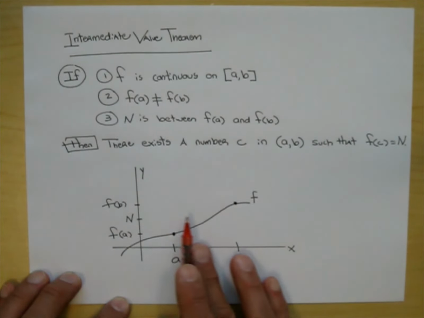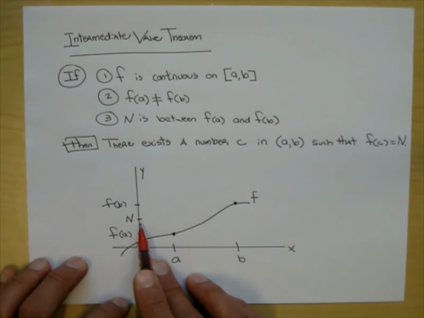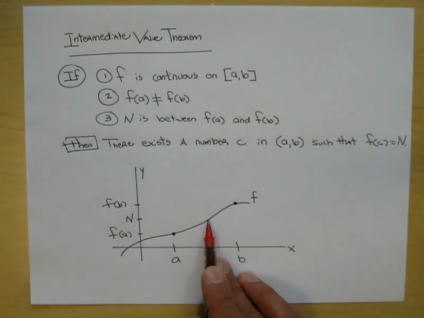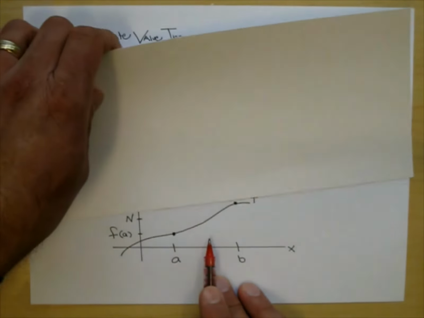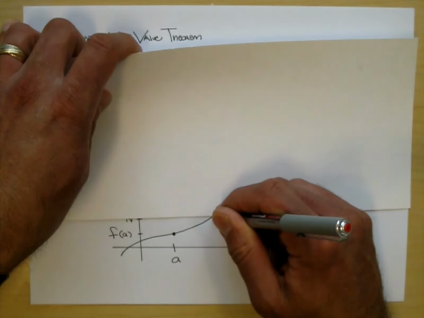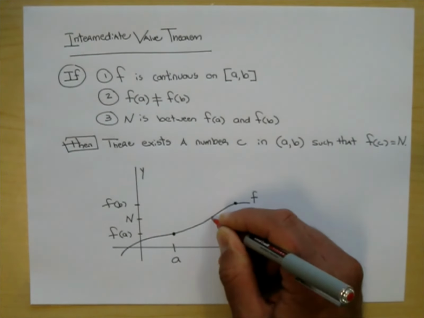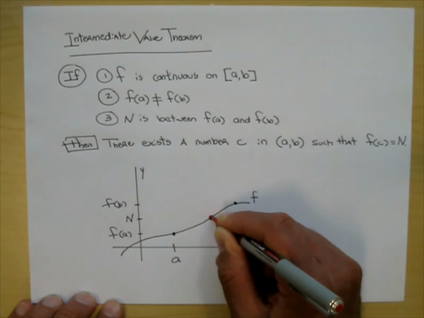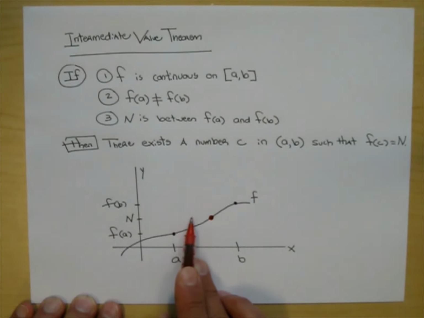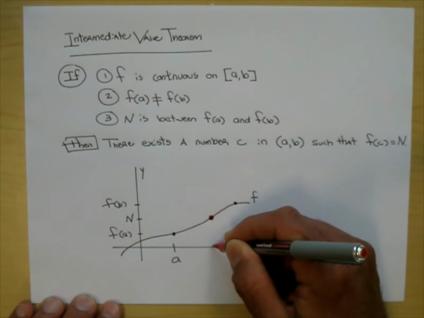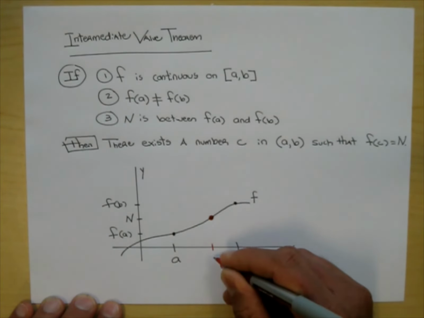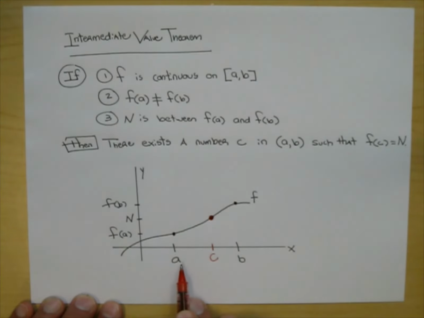So what does that mean? If you've got this set up, and I'll do this in red pen, this is the then part. There is a number on here. I want to make it perfect so I don't mess this up. There's a point on that continuous graph that corresponds to the n, and it shoots down here, and so we call this c. So it says there is a number within the interval a to b such that f of c equals n. And that's what the intermediate value theorem is saying.